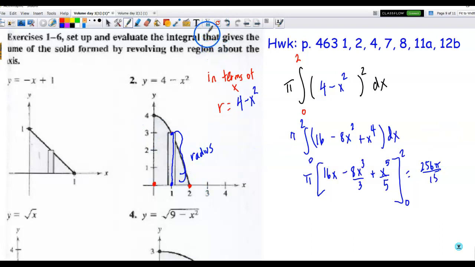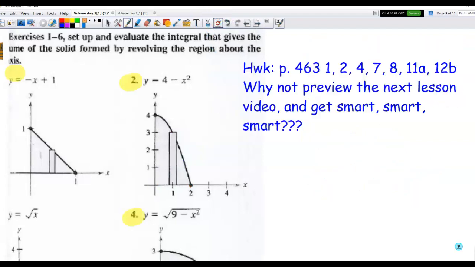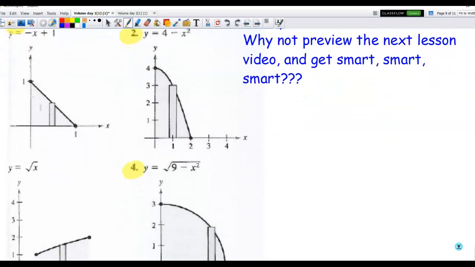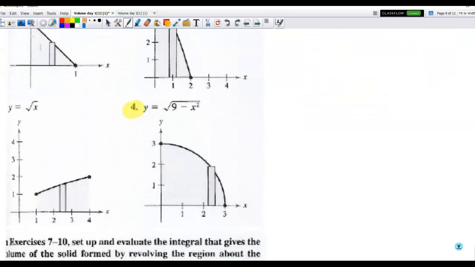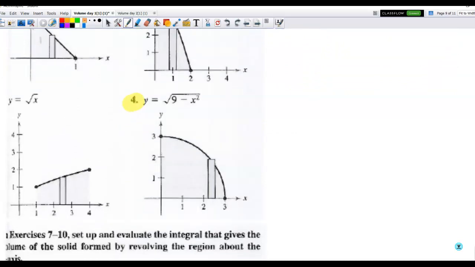All right, next problem is number 4. Let me actually reset because I got rid of my highlights. Problem number 4 is another problem in terms of x. So at this point, we're just following the same pattern. We know that we're in terms of x, so we can go ahead and set up our integral.